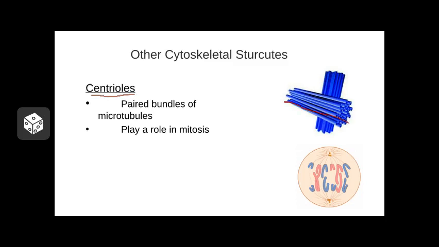Centrioles are made of bundles of these little cytoskeletal elements set at almost a 90-degree angle to one another. Here you can see one in a dividing cell. What these things do is, during division, these tubes will grow out and form something called the spindle. And the spindle grabs these pieces of DNA and hauls them to opposite ends of the cell. And this is what allows the cell to divide.